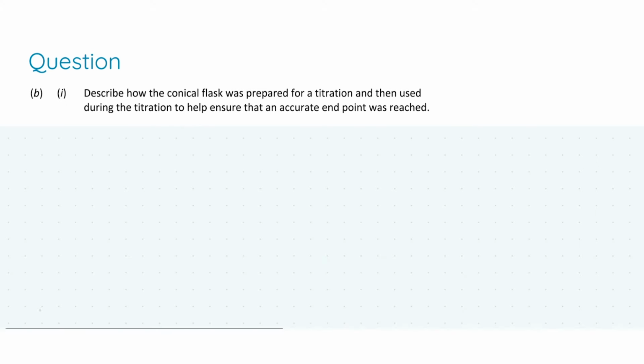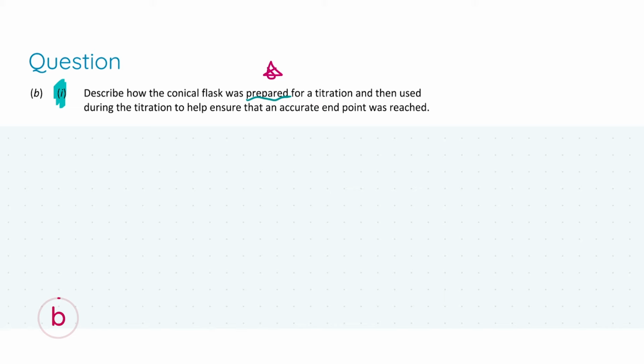Moving on to part B here, and specifically we're going to be looking at part I. To start with here, we are asked to describe how the conical flask was prepared for titration and then used during the titration to help ensure that an accurate endpoint was reached. An important thing to know here is that there's actually 2 things we're being asked. First, we're asked to describe how this is prepared. So this is going to be the first thing we have to mention.